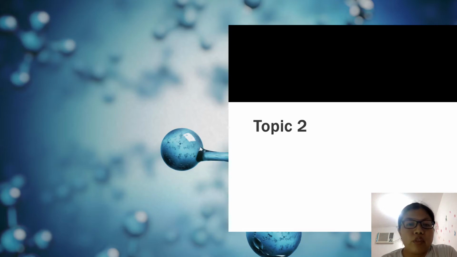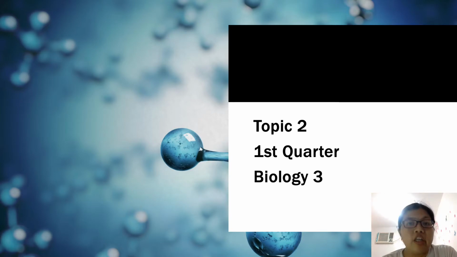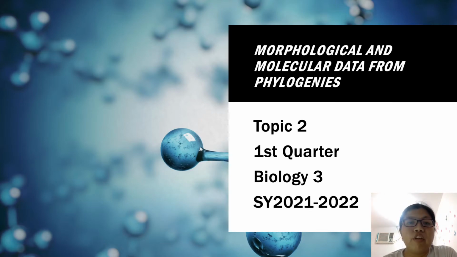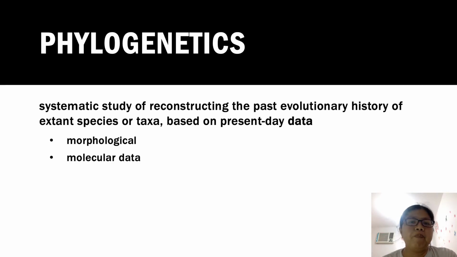Okay, welcome to topic 2 for our first quarter in Biology 3 for this school year. So this is entitled the Morphological and Molecular Data from Phylogeny. So this will be a very short discussion because this topic is very practical. Okay, to start, let us review phylogenetics.